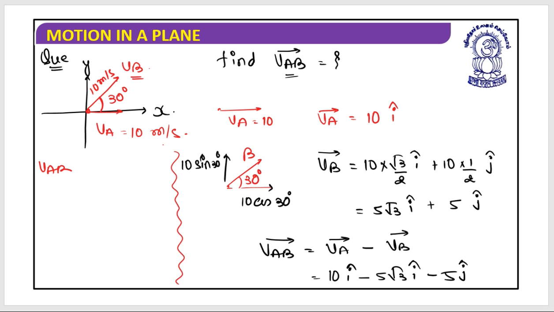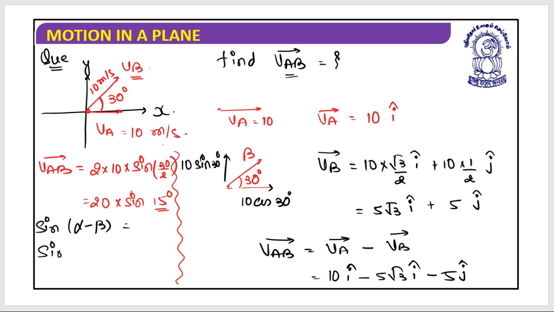VAB should be equal to 2 into 10 into sin of 30 by 2, which is 2 into 10, that's 20 into sin of 15 degrees. Now one of the questions is, sir, how should we calculate sin 15 degrees? Does any one of you know this? Sin 15 can be written as sin of alpha minus beta, which is sin alpha cos beta minus cos alpha sin beta.